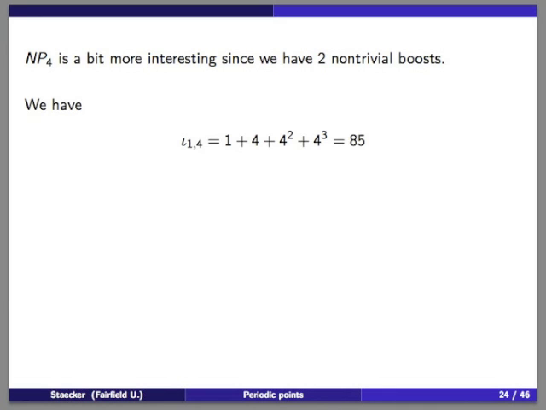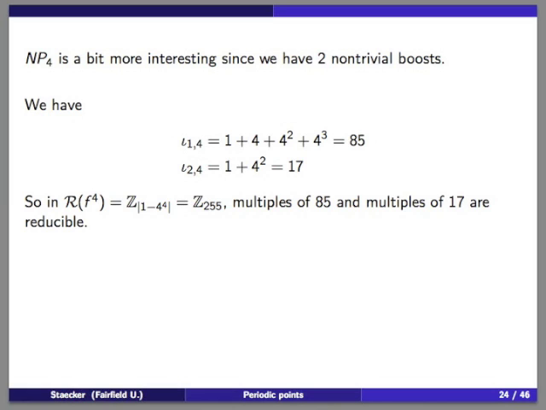This is the last one I'm going to do. Anyway, I need to see which ones are reducible at level 4. In order to get to level 4, you can boost from level 1 to 4. That's multiplication by 85. The boost from level 2 to 4 is multiplication by 17. All right, so at the 4th level, we have Z mod 255. And the reducible classes are the multiples of 85 and the multiples of 17.